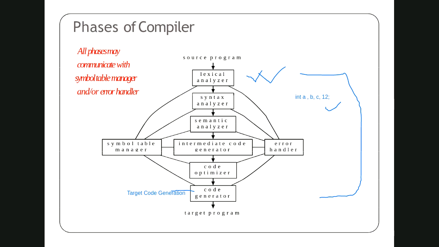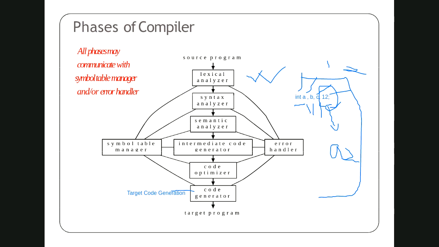No. It will check that int is a correct token, a correct keyword. That is fine. A is an identifier, fine. B is an identifier, fine. C is an identifier, fine. 12 is an identifier, but an identifier should not start with a digit. If it were A2, it's fine, but it is just 1, 2, and it should not start with a digit. So this is not a proper identifier. The lexical analyzer will check the correctness of each token.